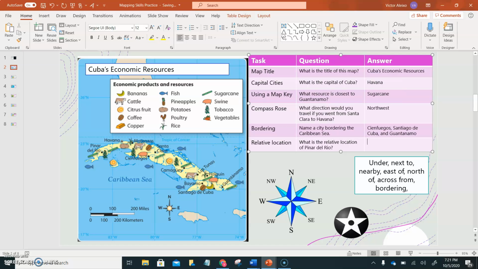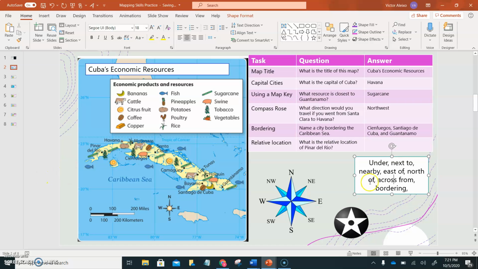And then the final task is relative location. You simply answer in a sentence. So the question is, what is the relative location of Pinar del Rio? Pinar del Rio is here. You can use any combination of words you want.